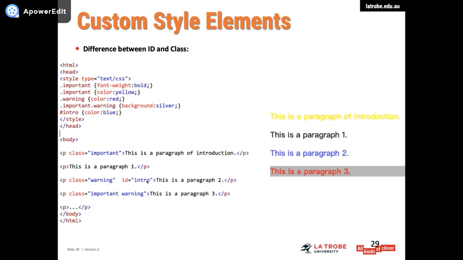You can understand it like this: the priority of the ID selector is higher than the class. So when you use them at the same time, the ID will override the value from the class.